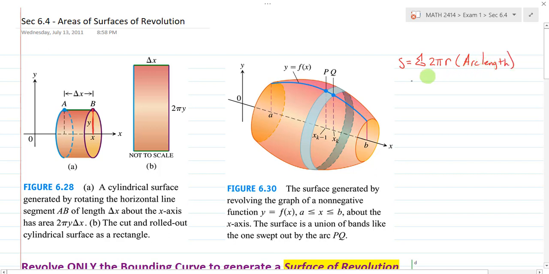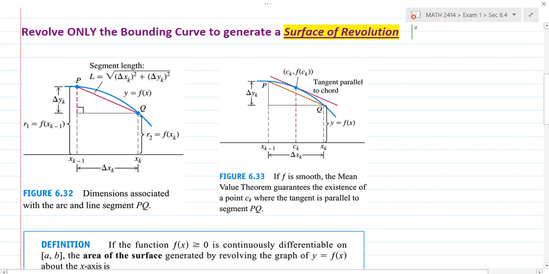So to get the surface area, we would look at 2 pi times the integral from A to B of our radius, which is the distance from the axis of revolution to the outside edge of the curve, times the arc length, which is the square root of 1 plus the derivative squared dx if we're integrating with respect to x. The radius here would be y. Can you envision how this works? This formula needs to be committed to memory as well. We revolve only the bounding curve to generate a surface area, not the solid shape.